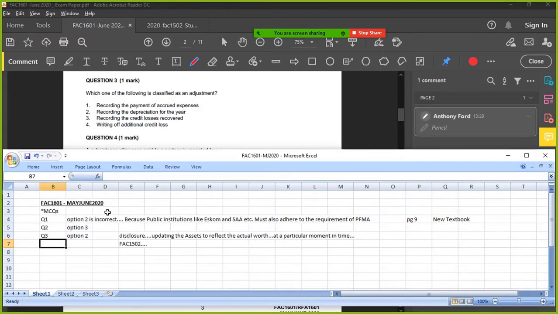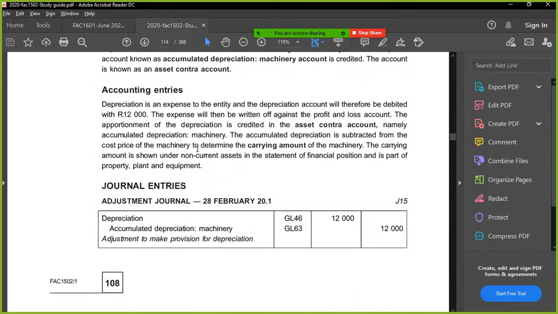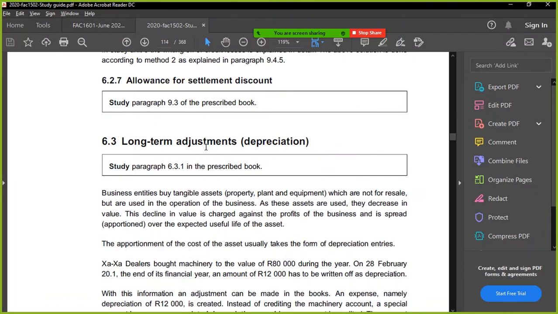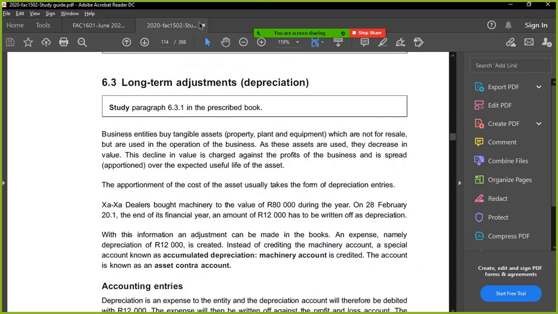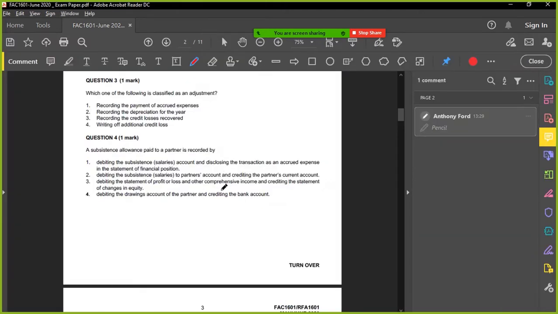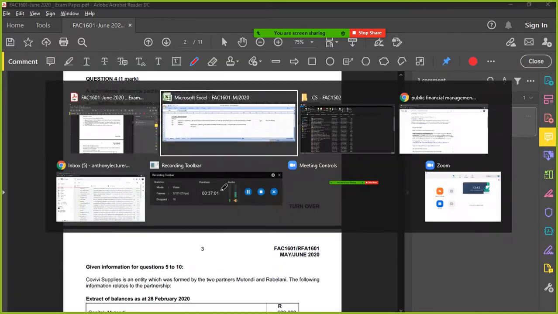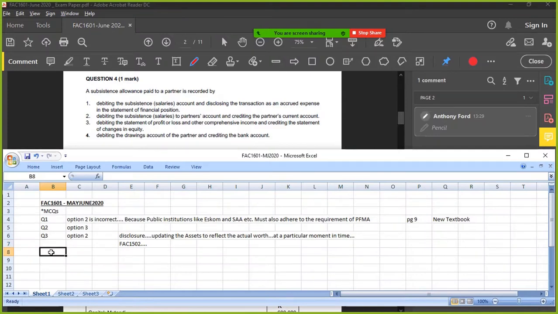Do you agree? Okay. Yes. So this is a year-end adjustment. It's something that you have to provide for only at the end of each year. This is not something you're going to be doing month on month. It only gets done at the end of the year to update your records, to disclose your assets accurately. That's why you do it. Okay, is that all right? Yes. Okay, number 4.